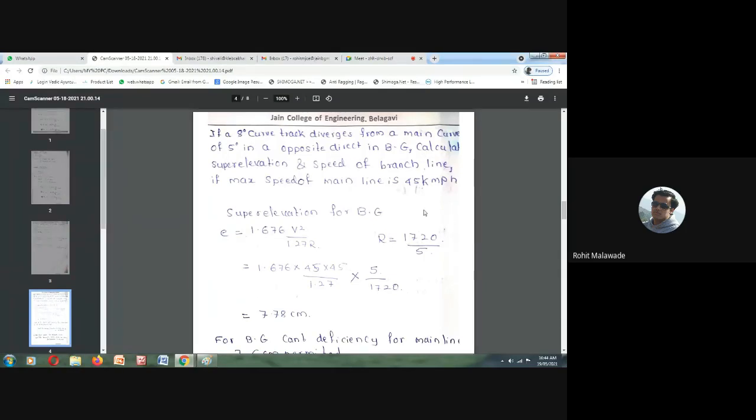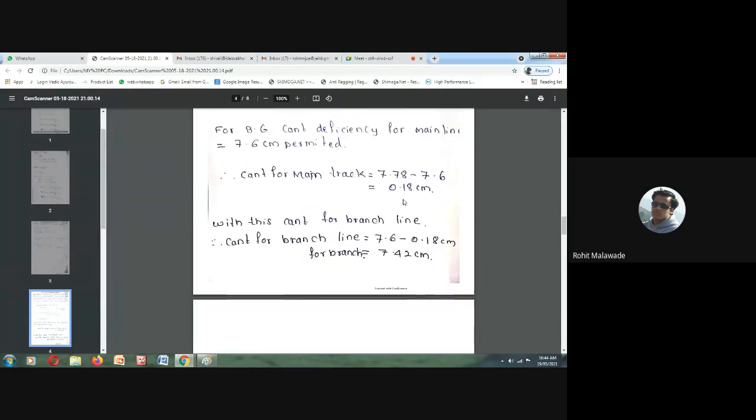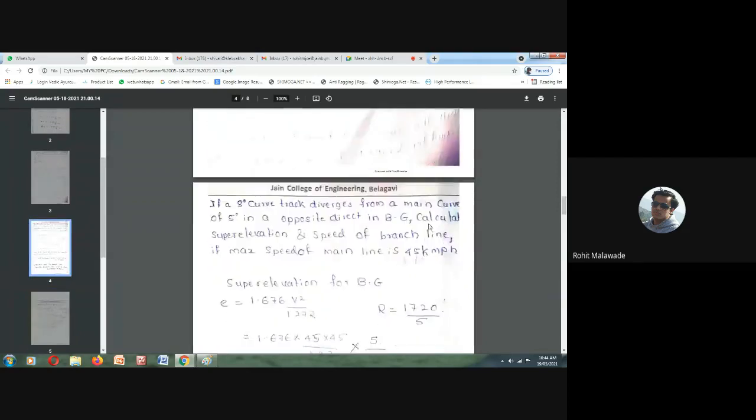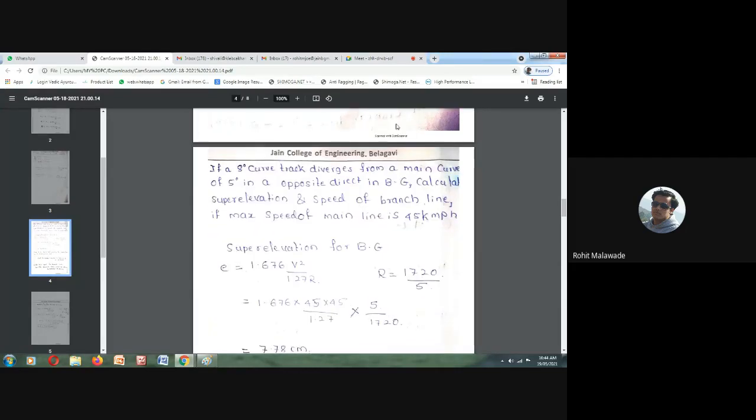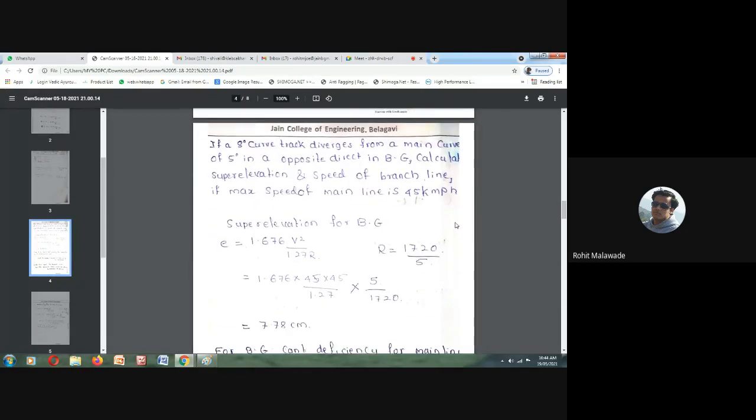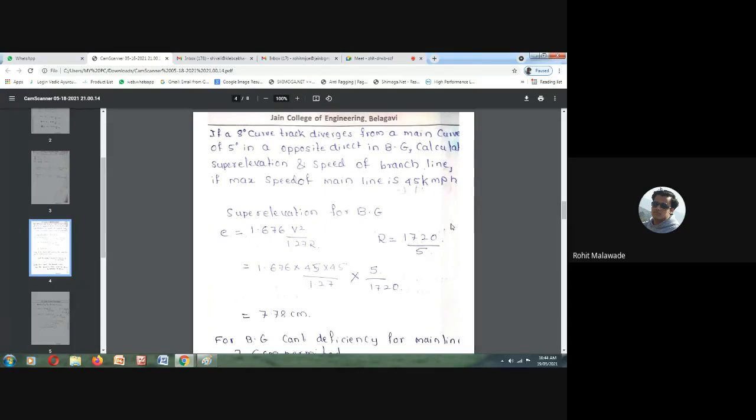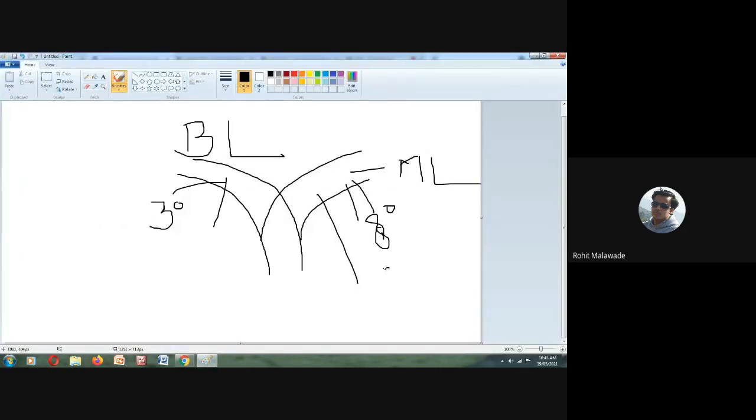Okay. Now, what you need to find out is the super elevation of the branch line and the speed of the branch line, if the maximum speed of the main line is 45 kmph. So in this problem, they have given you the speed of the main line, and they have given you the degree of the main line.